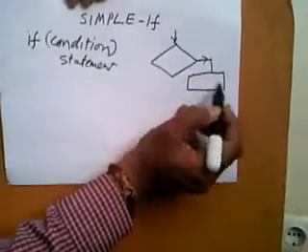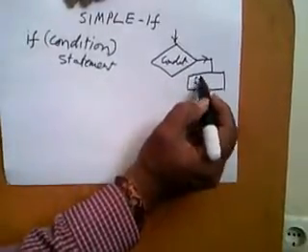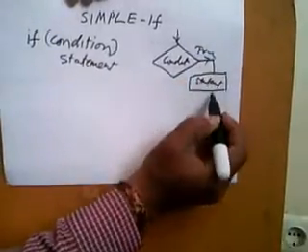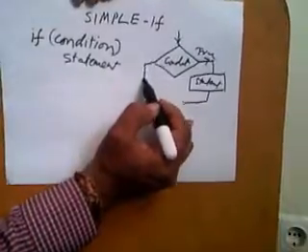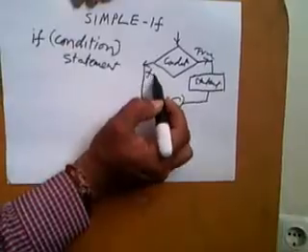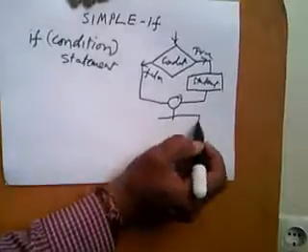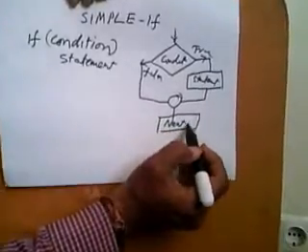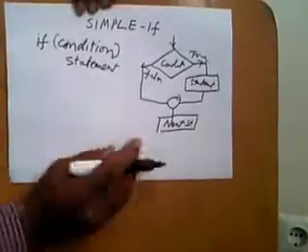First the condition is checked and the statement is executed if it is true, and if the condition is false, this statement is not executed and it will go to the next statement.